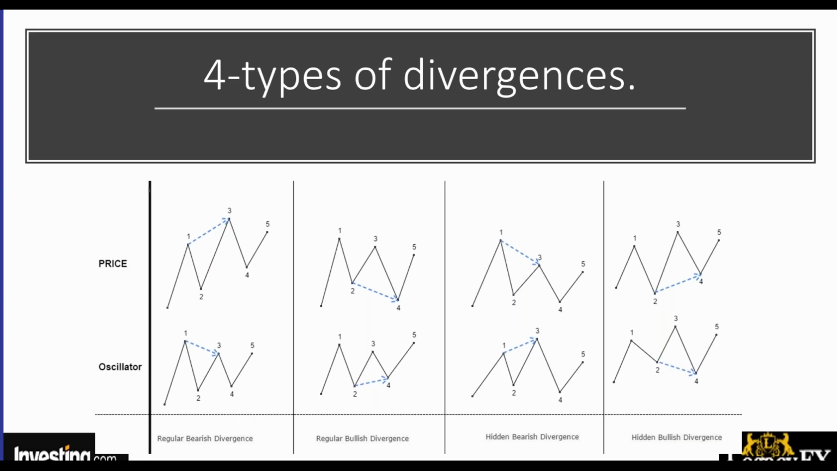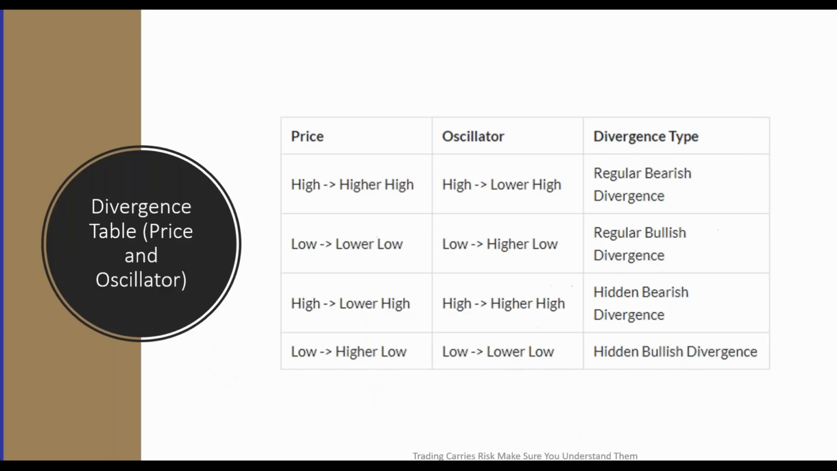Move 1, 2, 3, 4, and 5. So we see the hidden divergence between 1 and 3, while the indicator is between 2 and 4. So what we expect is when the price is making highs and then higher highs, but the oscillator is making a high and then a lower high, we have regular bearish divergence.